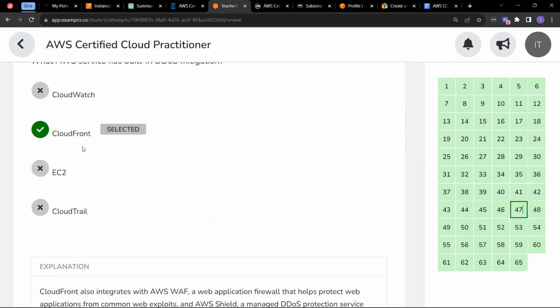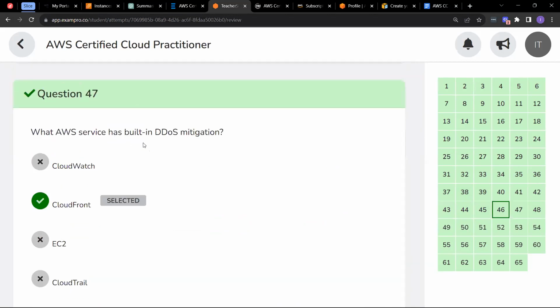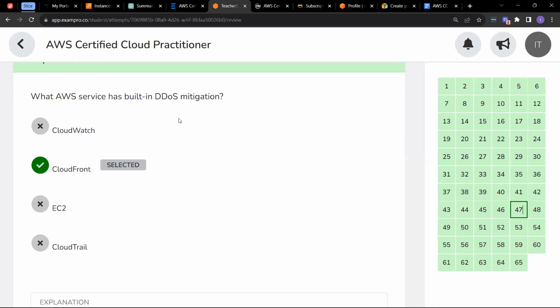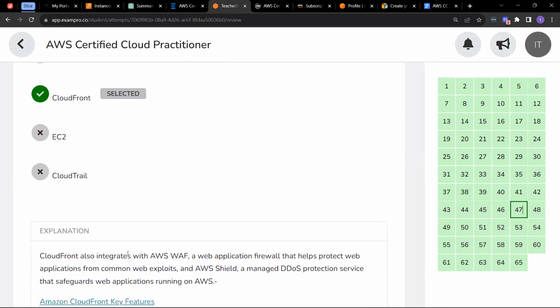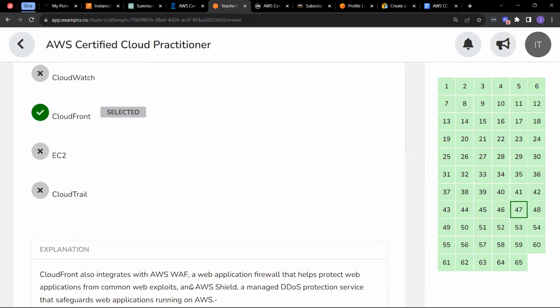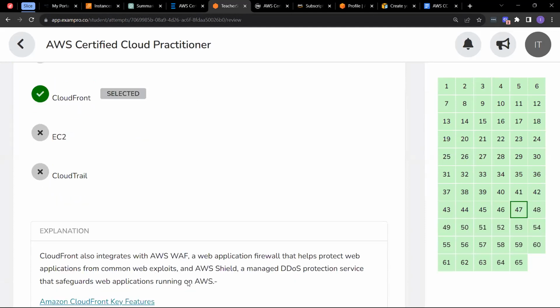And I think this one too. CloudFront has built-in DDoS mitigation, right? So CloudFront also integrates with AWS Web Application Firewall. The Web Application Firewall helps protect web applications from common web exploits, and AWS Shield is a managed DDoS protection service that safeguards web applications running on AWS. So it works together with WAF and Shield. And Shield, exactly. Wow. Denial of service.